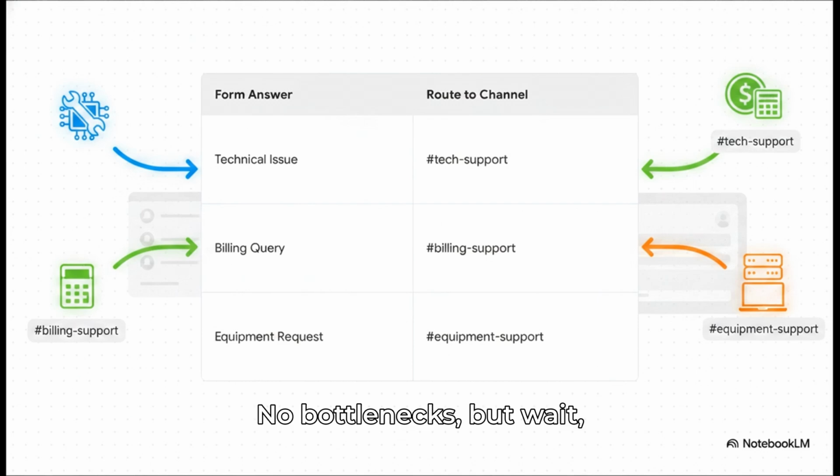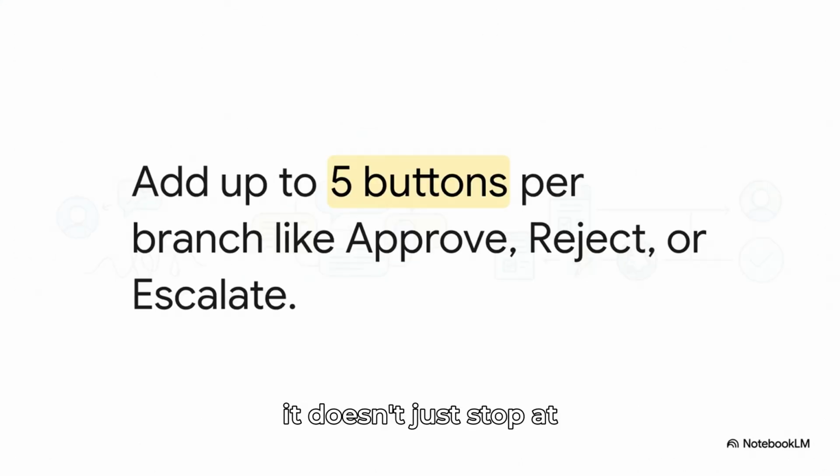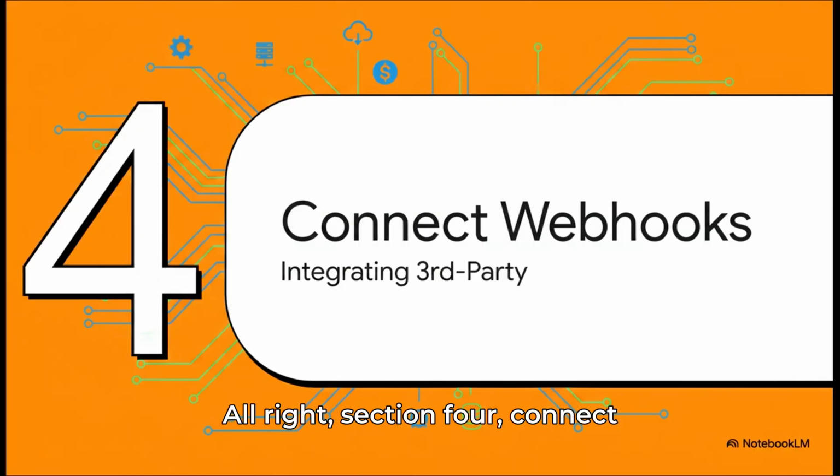No bottlenecks. But wait, it doesn't just stop at routing a static message. These workflows are highly interactive. You can actually configure up to 5 continuation buttons per branch. So picture this. An equipment request lands in the channel, and a manager can literally just click an approve, reject, or escalate button right on the routed message itself. It keeps the entire decision-making process right in the flow of work. No context switching required.